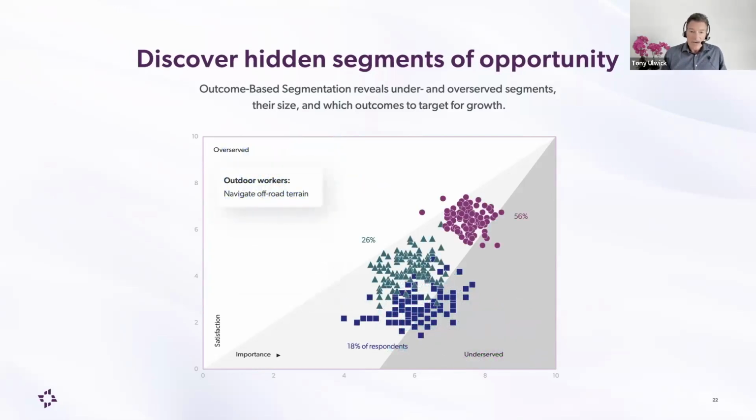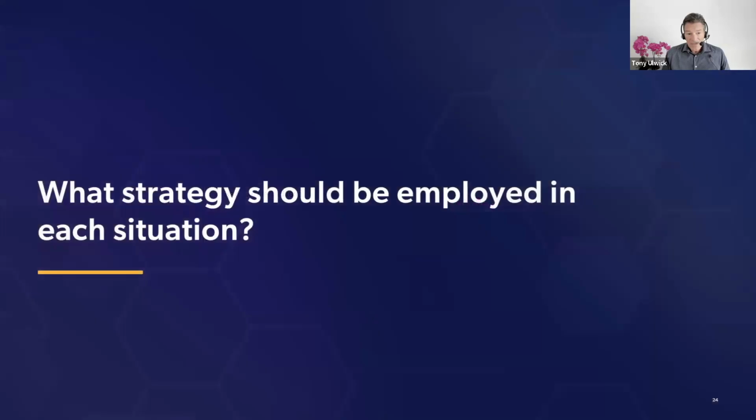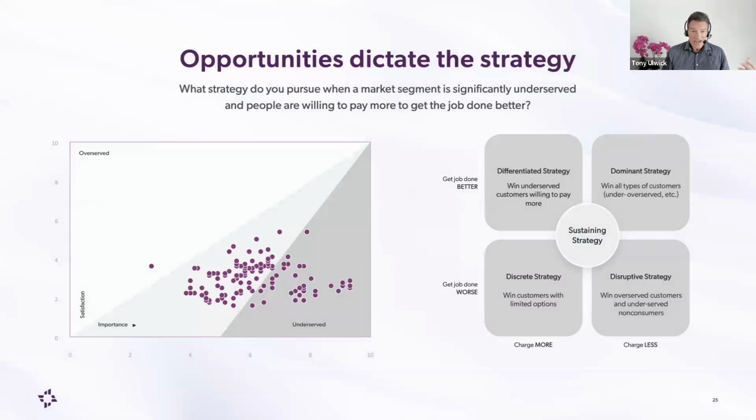This one here is an all-terrain vehicle manufacturer who sells vehicles that help outdoor workers navigate on off-road terrain. And you can see that two of the segments are appropriately served, and one segment is quite underserved along all these different dimensions. Right? Again, each of these segments will require a different type of strategy, but what we're trying to figure out right now is, what's this market look like? And then once we know what the market looks like, we can answer the question, what strategy should we employ in each situation? And what I love about this is the opportunities dictate the strategy. They tell you what strategy you should pursue.